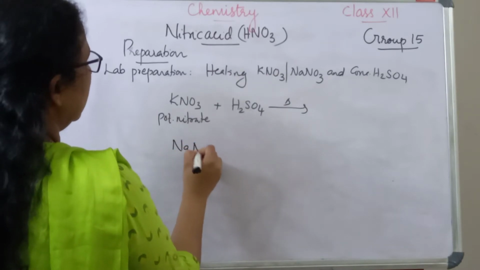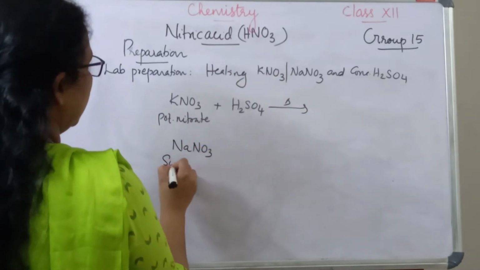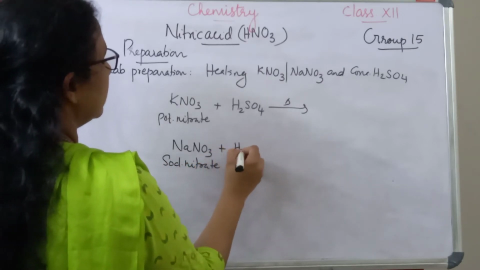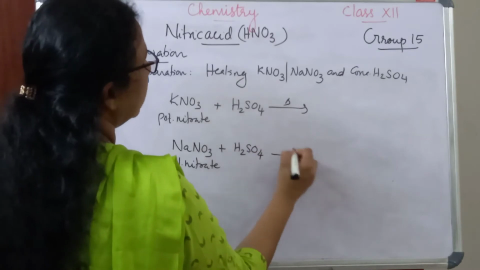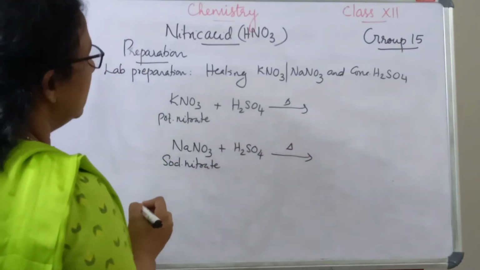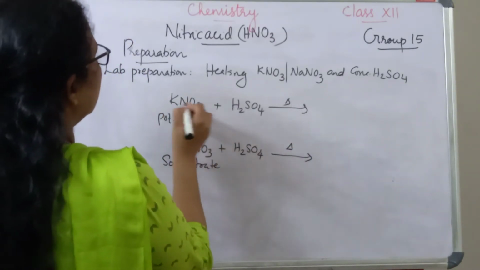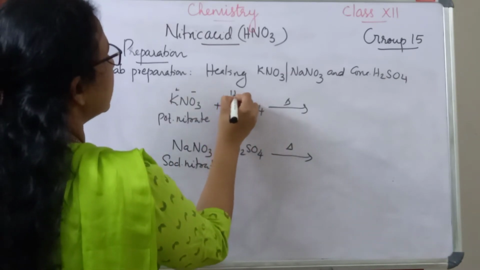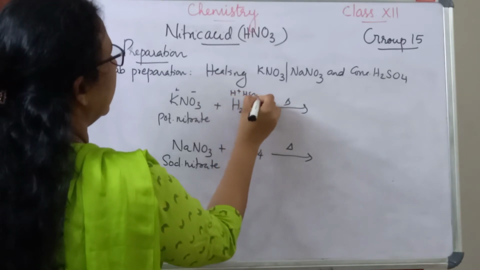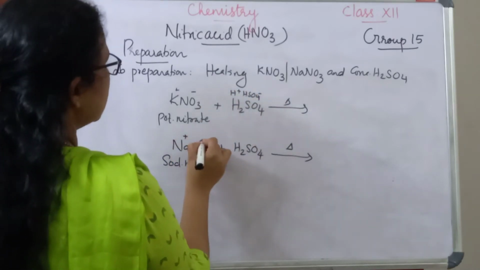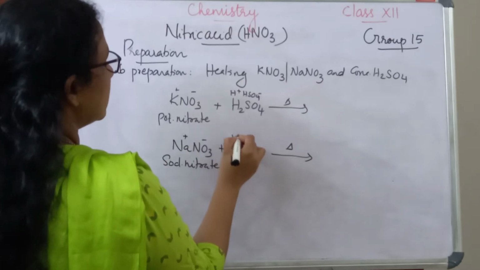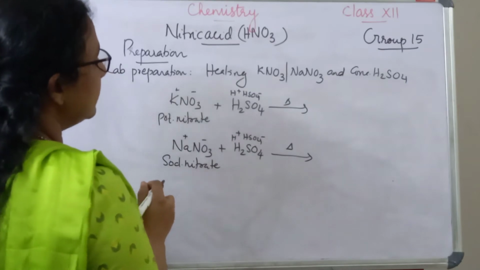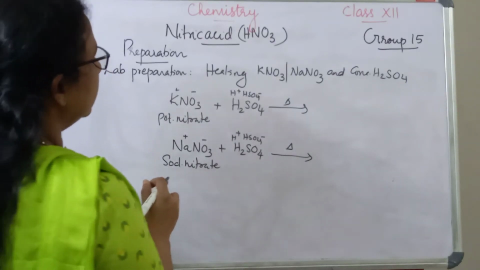So NaNO3, sodium nitrate also can be used with H2SO4. On heating we will get nitric acid. So we can write KNO3 as K plus and NO3 minus, H2SO4 as H plus and HSO4 minus. Here also Na plus and NO3 minus, H2SO4 as H plus and HSO4 minus. By writing this, it is easy for us to write the products.